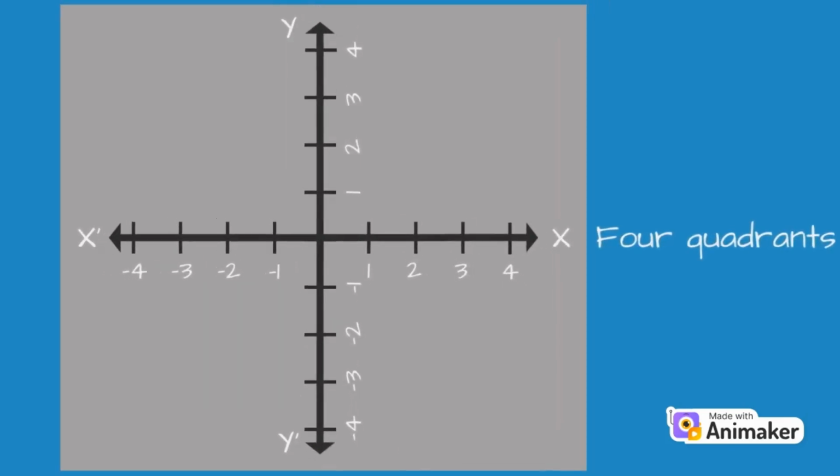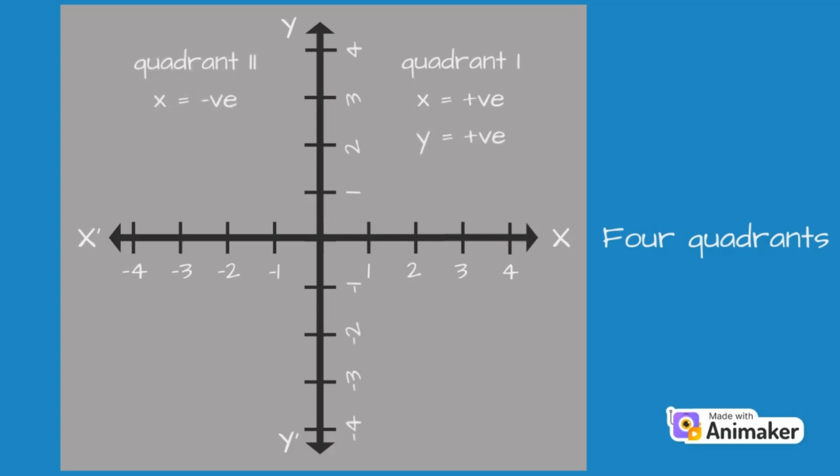From these examples, we can see that the Cartesian plane is divided into 4 quadrants by the 2 Cartesian axes. On the first quadrant, the value of x-coordinate is positive and that of y-coordinate is also positive. On the second quadrant, the value of x-coordinate is negative and that of y-coordinate is positive. On the third quadrant, both the values of x-coordinate and y-coordinate are negative. Finally, on the fourth quadrant, the value of x-coordinate is positive and that of y-coordinate is negative.